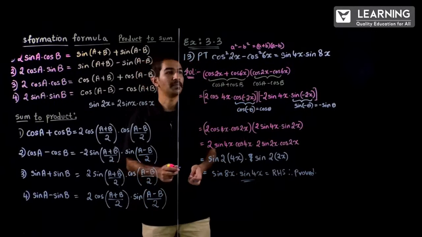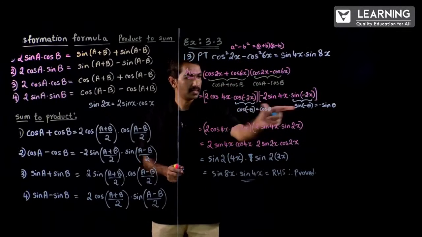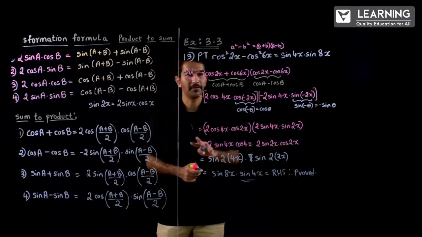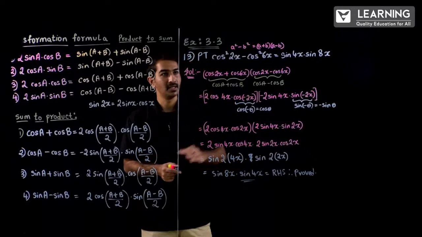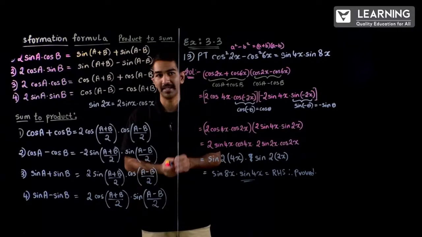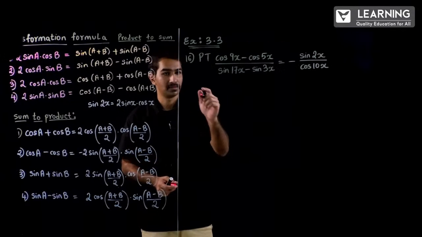Understood? So what is very important? Algebraic formula, transformation formula, sum to product, ASTC rule, multiple angle formula. If you know these 4 formulas thoroughly, solving this problem is very easy. So students, just understand, if you know the formulas well, you can easily solve the problem. Moving on to the next question.